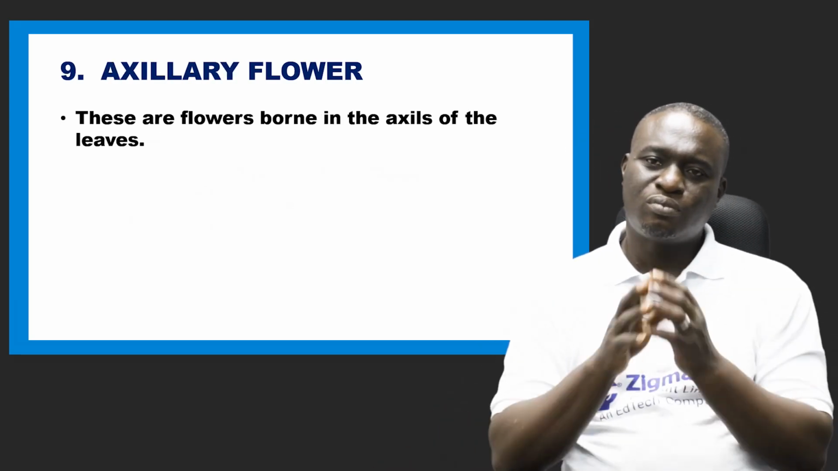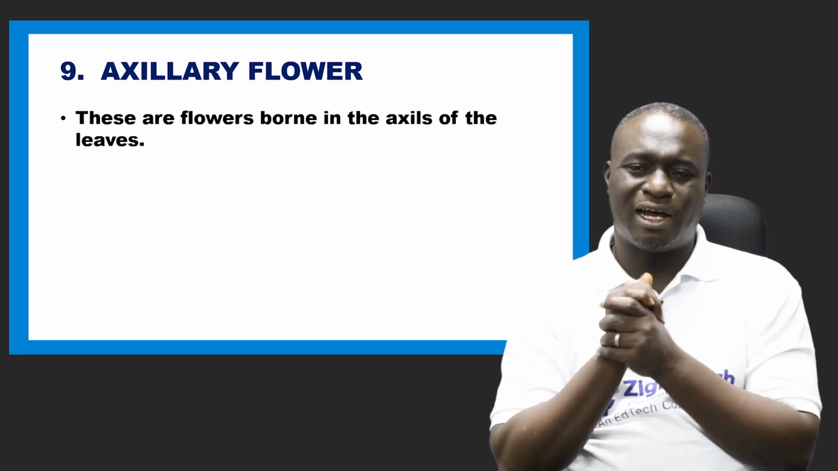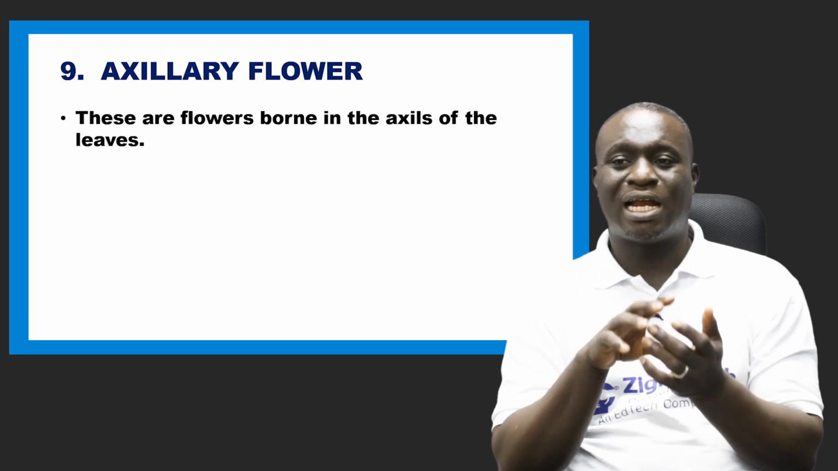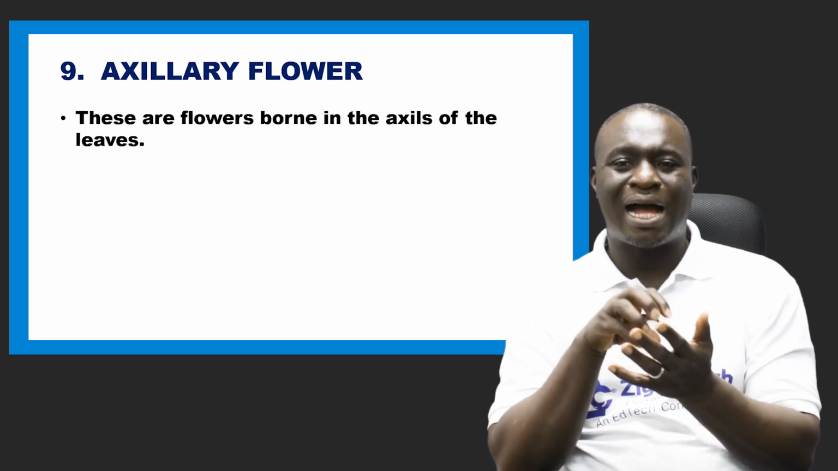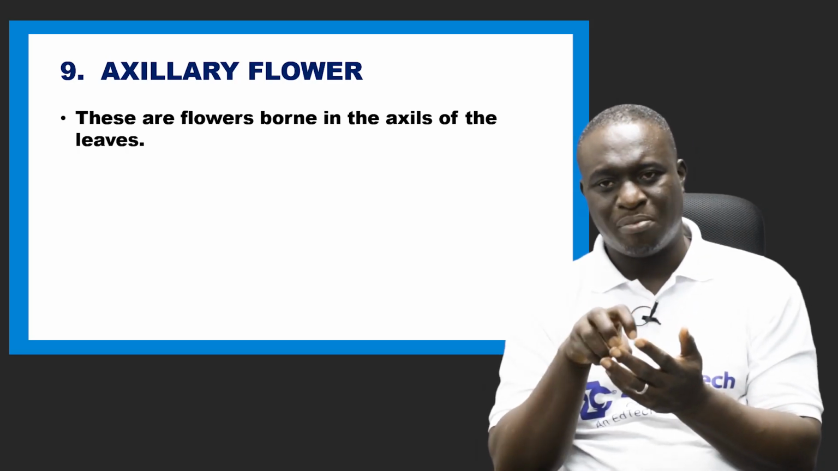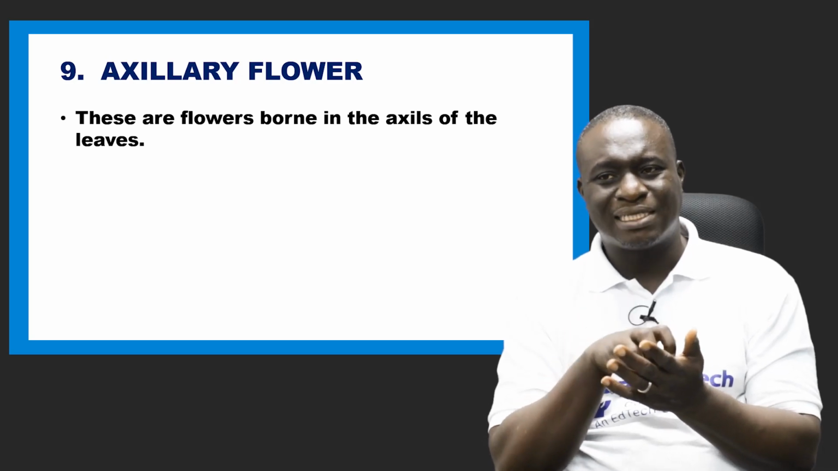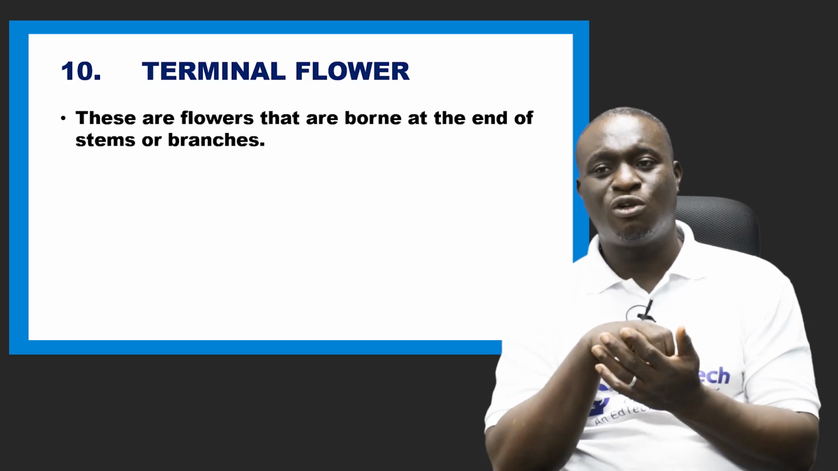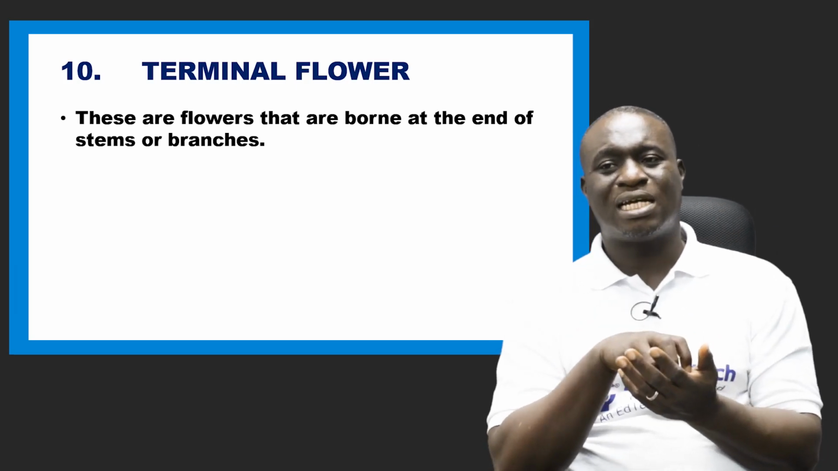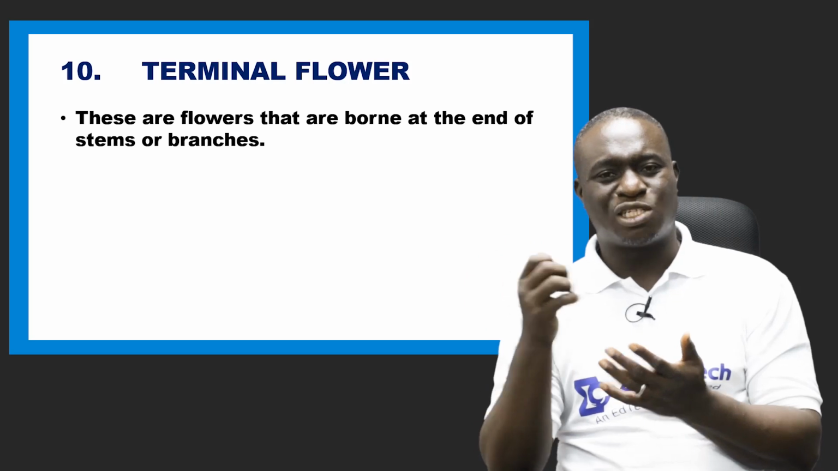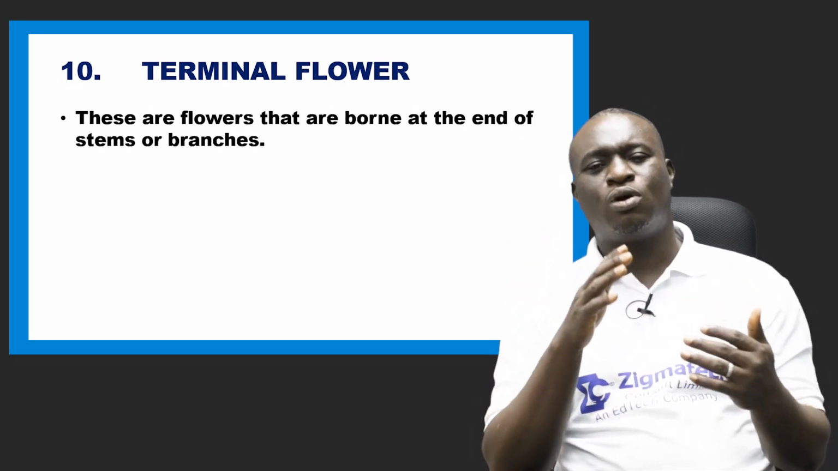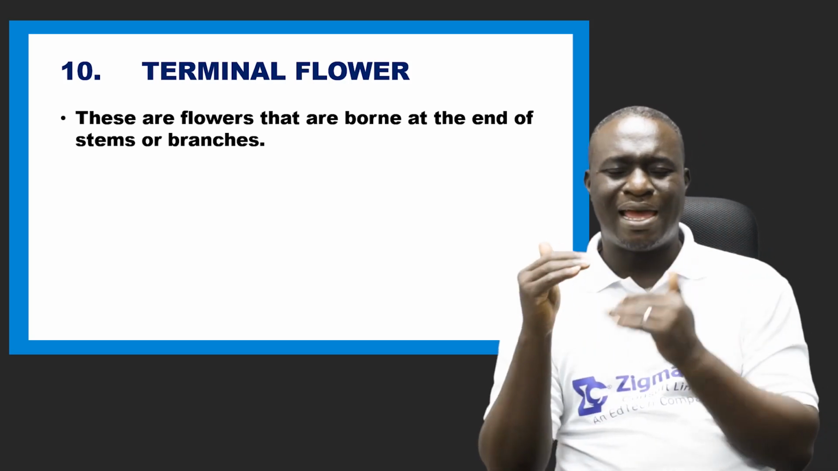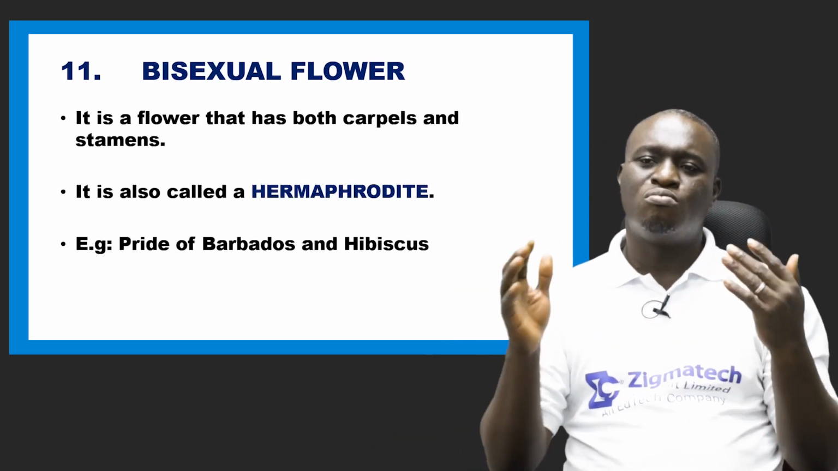Number 9, we have the axillary flower. These are flowers that are borne on the axil of the leaves, as the name implies. They are found in the axils of the leaves. And then also we have the terminal flower. These are flowers that are borne at the end, that's why it's called terminal. They are borne at the end of stems or branches.